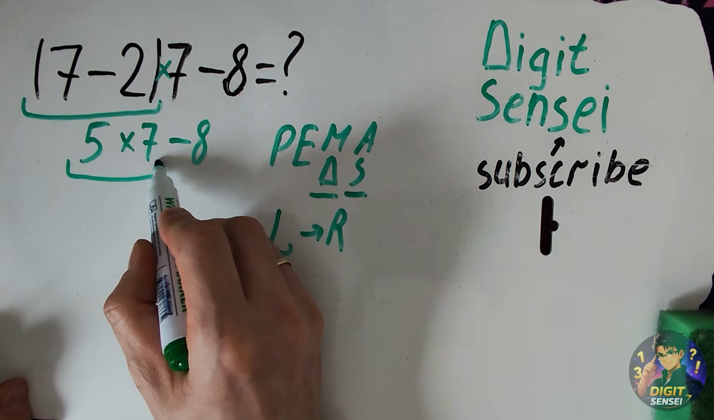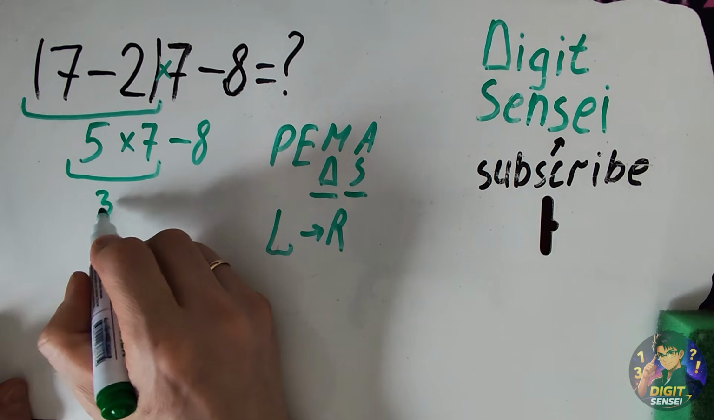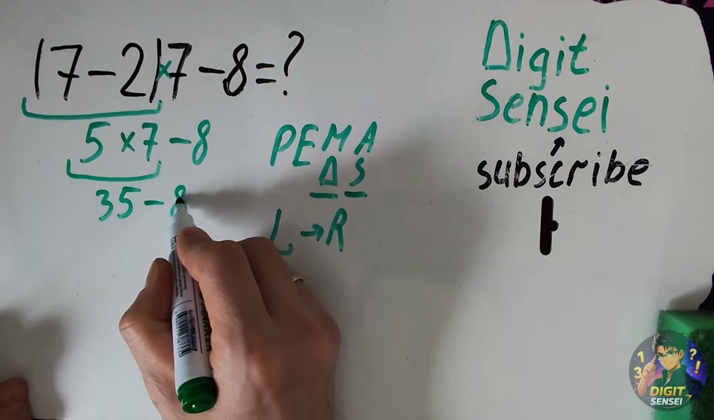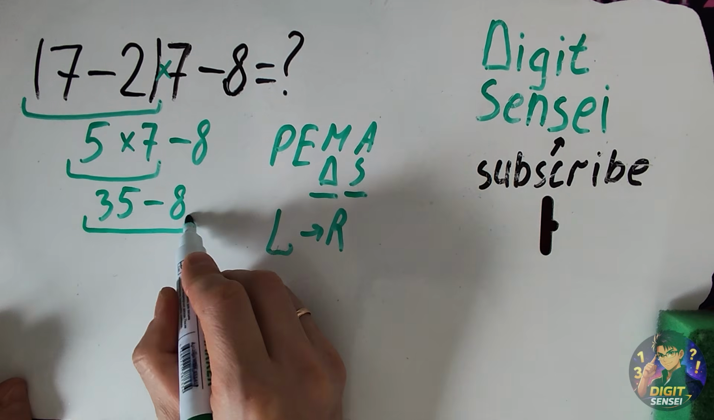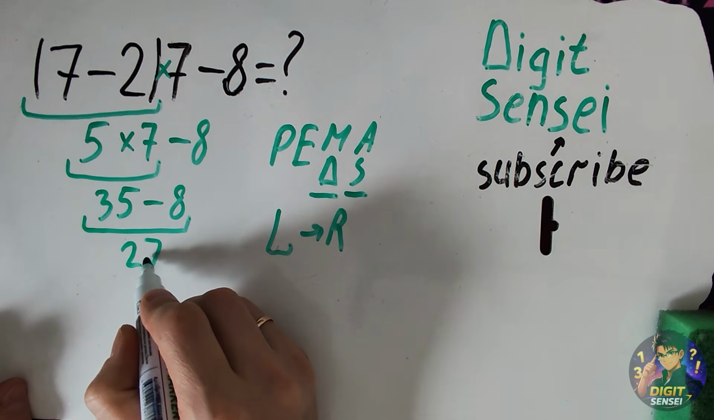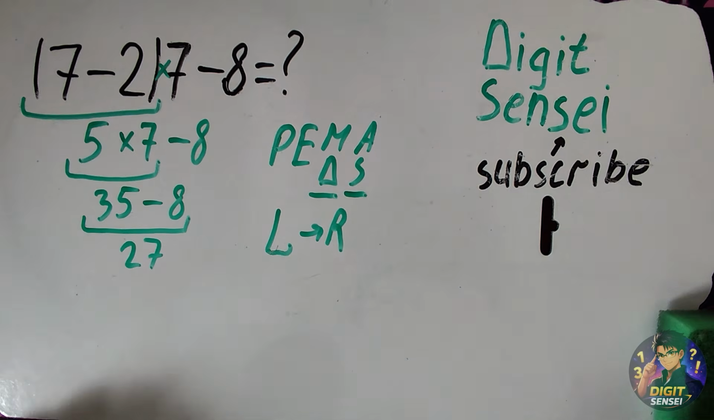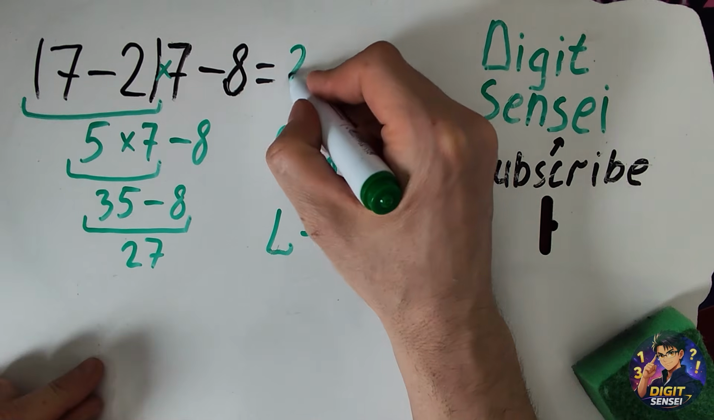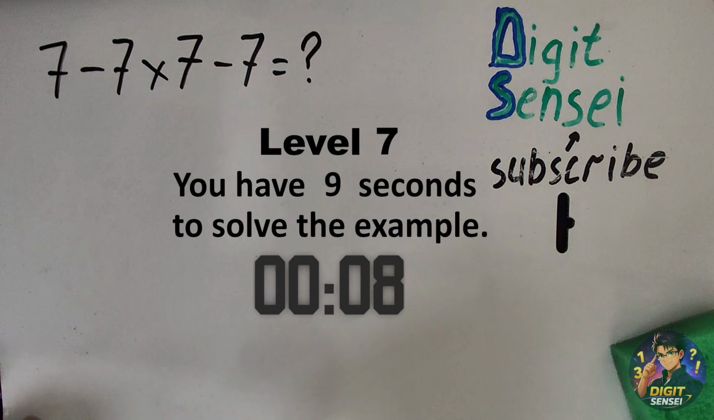5 times 7 equals 35. So 35 minus 8, which equals 27. And this is our final answer to this problem. The correct answer is 27.